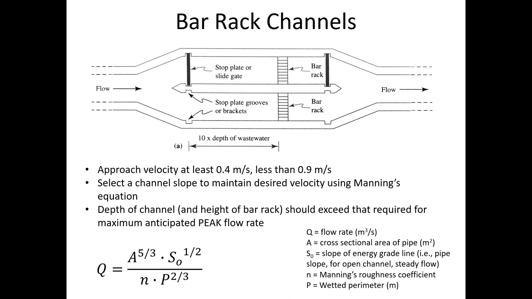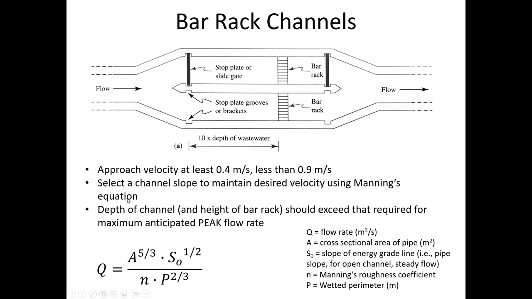you experience more energy loss through the bar rack itself. At a high velocity, where head loss is a function of velocity squared, there's a maximum velocity that's effective for flowing through the channel. Also, if the water velocity is too high, it could push debris through the bar rack, things like paper or semi-soluble items that otherwise would be collected on the bar rack. If the velocity and the force of the water is too great, you have to push it through.